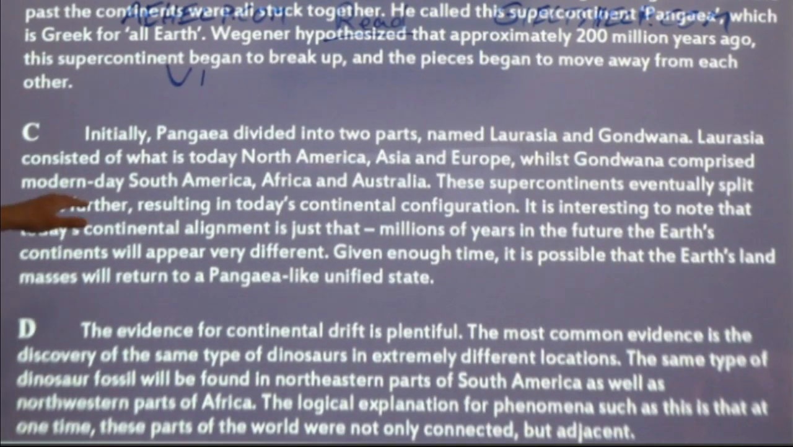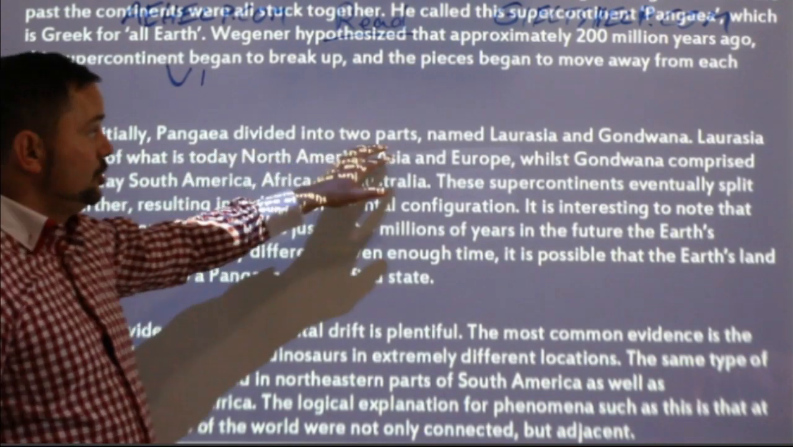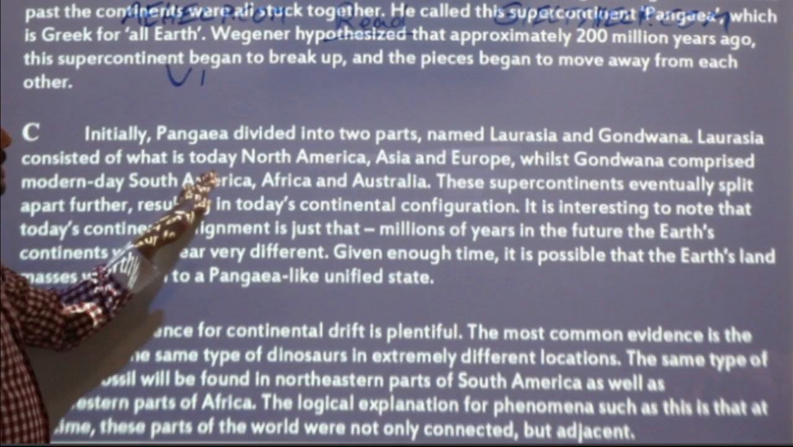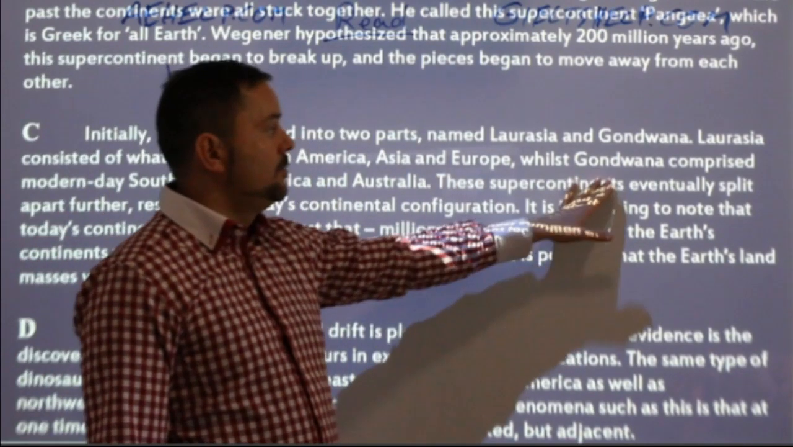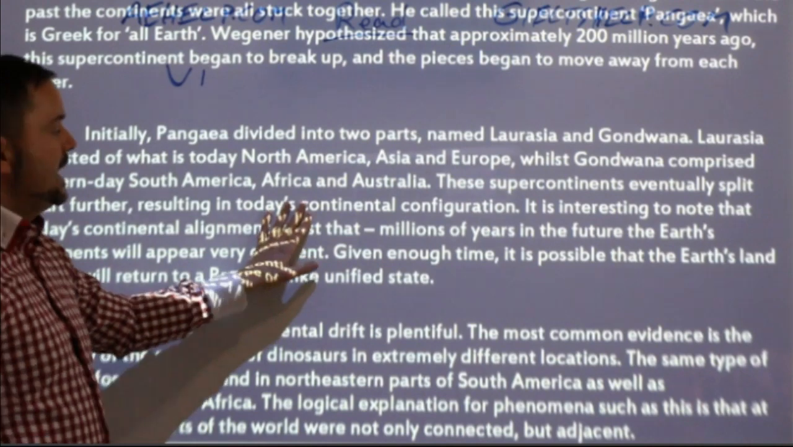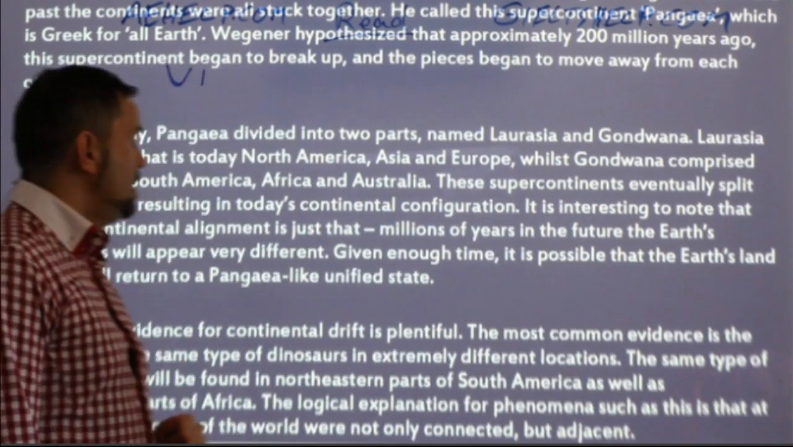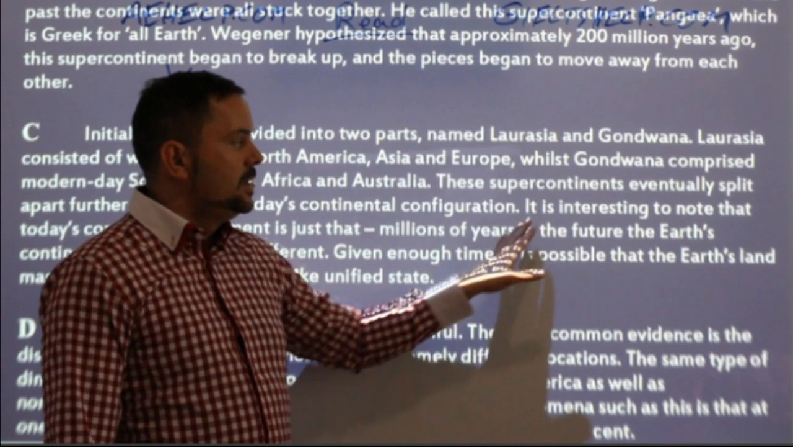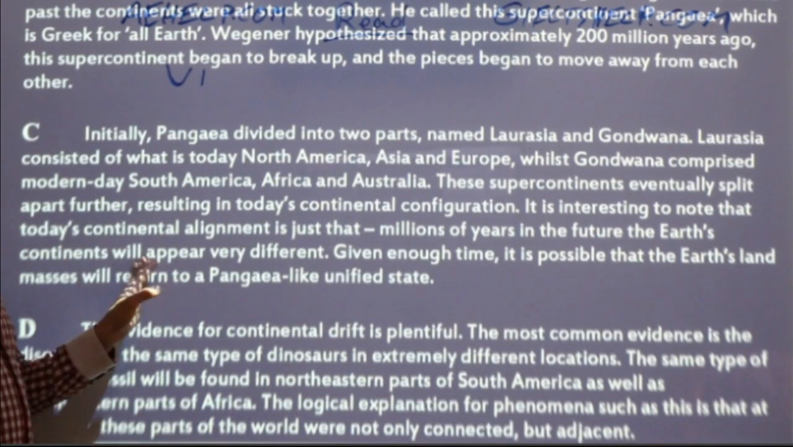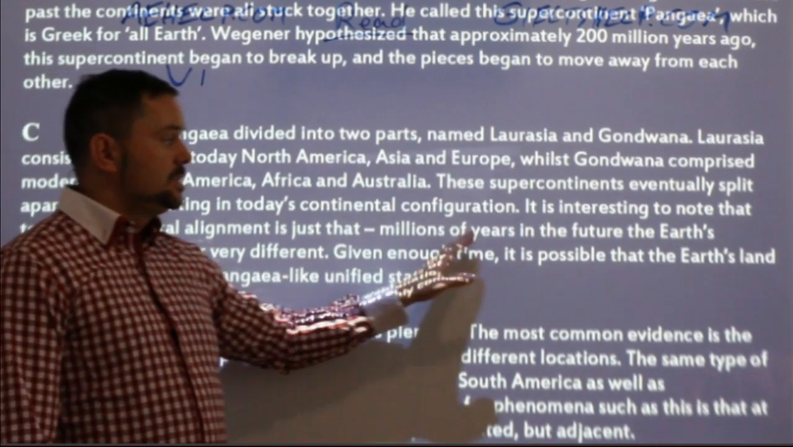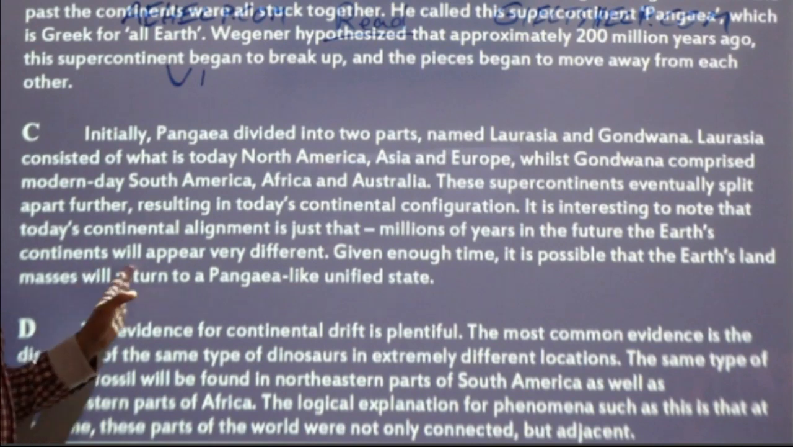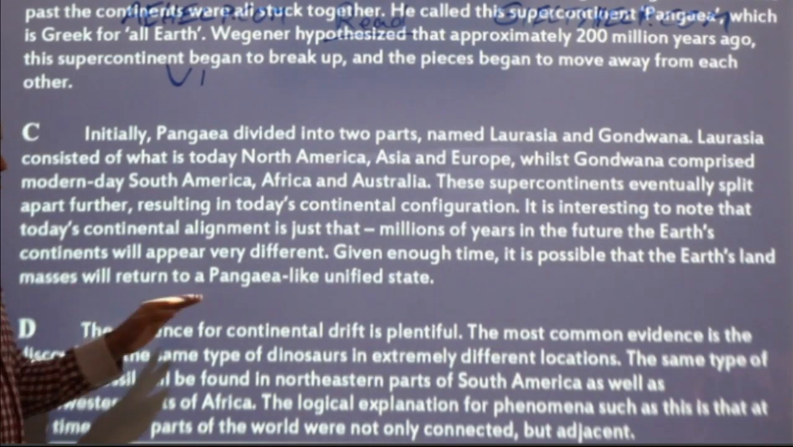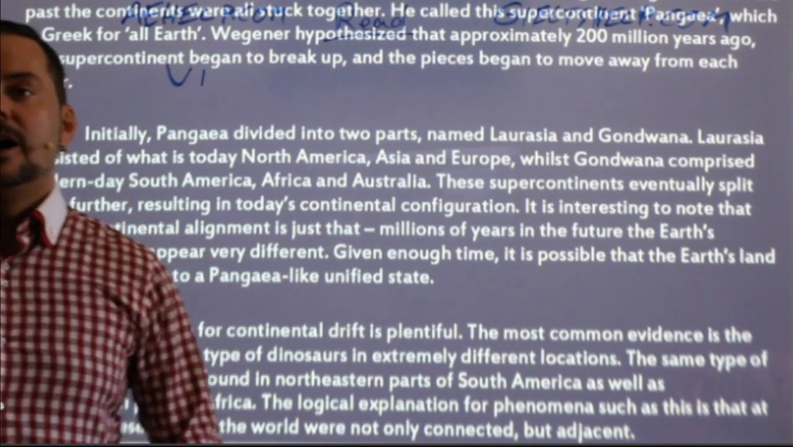Read with me. Initially, Pangaea divided into two parts, named Laurasia and Gondwana. Laurasia consisted of what is today North America, Asia, and Europe, whilst Gondwana comprised modern-day South America, Africa, and Australia. These supercontinents eventually split apart further, resulting in today's continental configuration. It is interesting to note that today's continental alignment is just that. Millions of years in the future, the Earth's continents will appear very different. Given enough time, it is possible that the Earth's land masses will return to a Pangaea-like unified state.